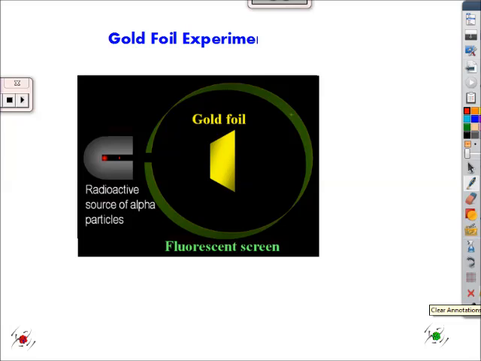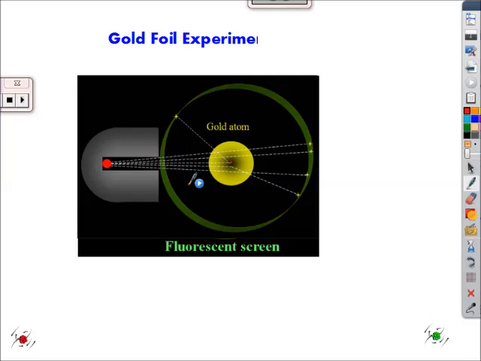So imagine his surprise. That's what he expected. He was very surprised when he found that when he shot these alpha particles at this very thin sheet of gold, some of those particles bounced back. Some went straight across like he expected. Some were deflected a little bit, but some bounced back. That's how he knew there was something dense in the center of the atom. And that's where he came up with the idea of a nucleus.